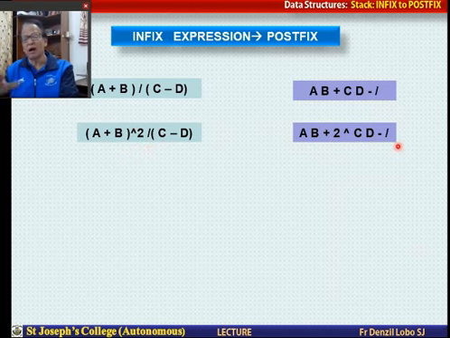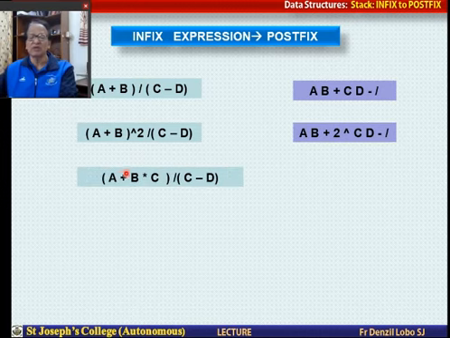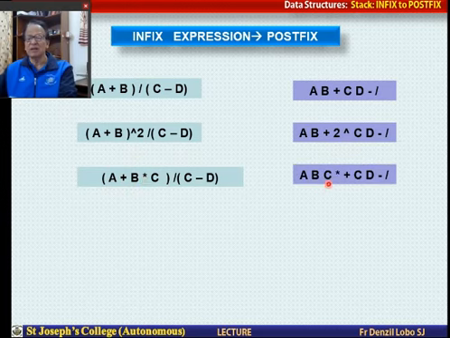Don't worry at the moment how it is to be done. I will show you how we use the stack and also how we use the tree type to convert this infix notation to a postfix notation. Similarly, a plus b into c divided by c minus d becomes a b c into plus cd minus divided by.